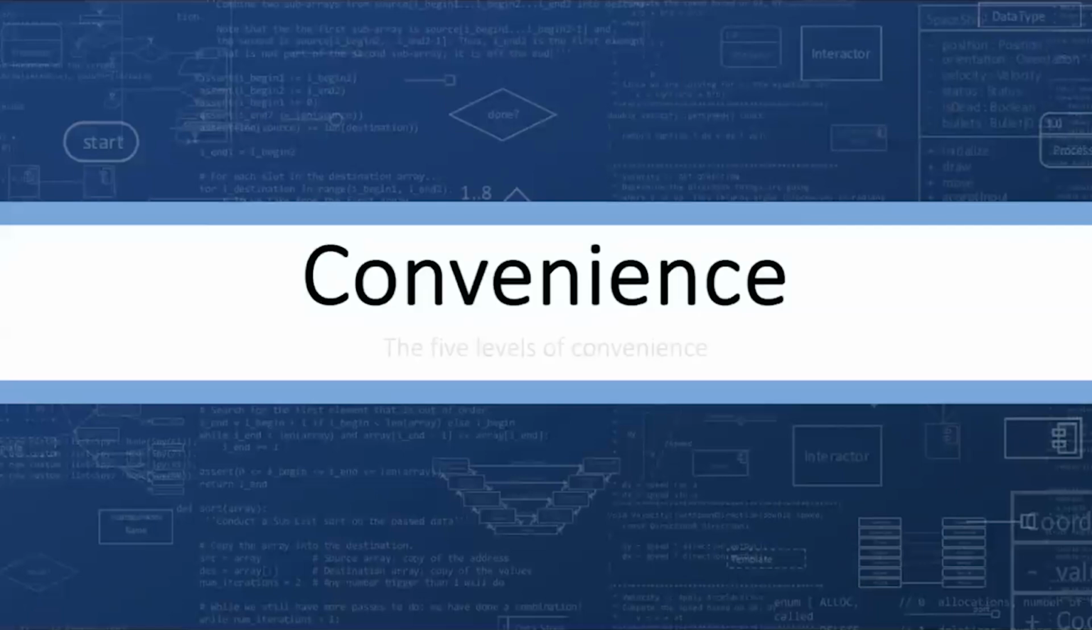Today's video will explain the encapsulation metric of convenience. Hello, I'm James Helfrich. The convenience metric is much like cohesion and coupling, and it has several different levels. This video will explain those levels and show different methods to identify the level of convenience in a class.